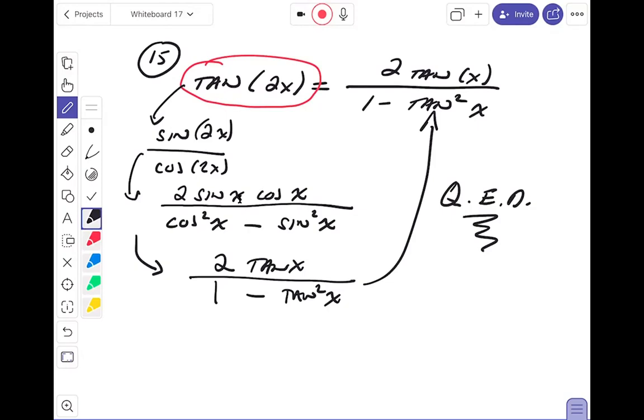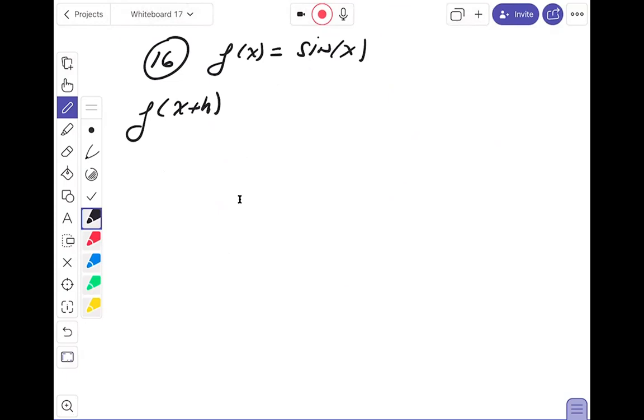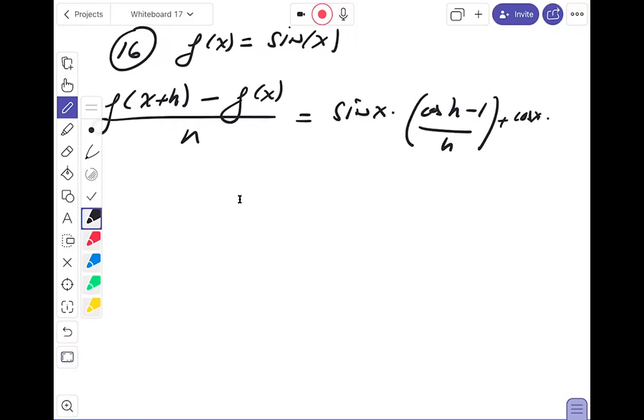And I'm at 16 now. And 16 is the one we just did with Sage. And what does it say? f of x is sine x. And they want me to verify something, and I'll put it down for you. They want me to verify that f of x plus h minus f of x over h is equal to sine x times cosine h minus 1 over h plus cosine x times sine h over h.